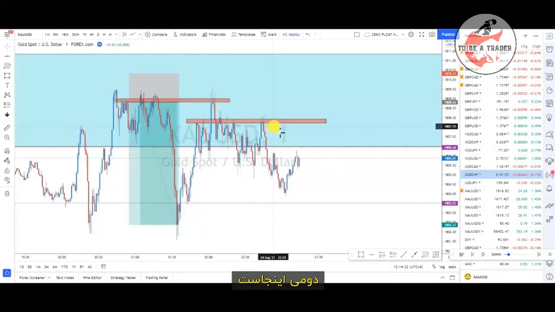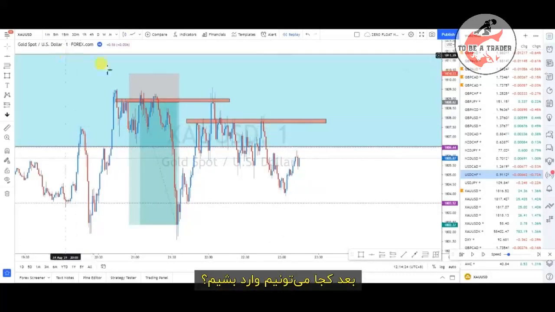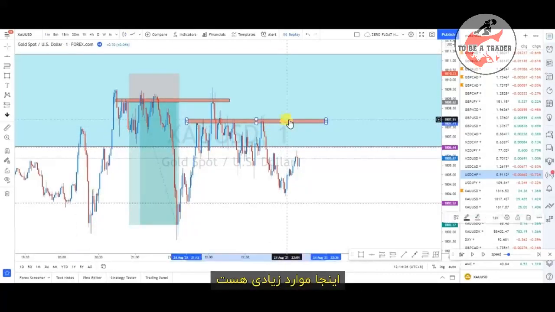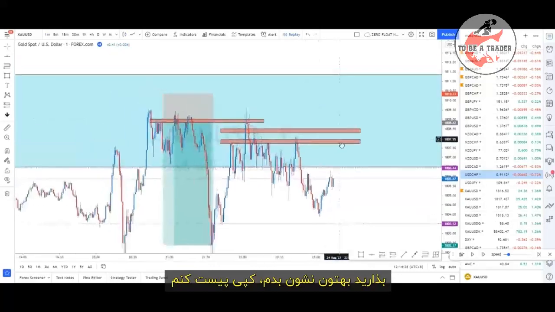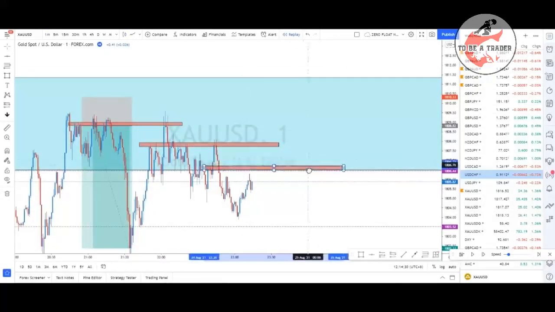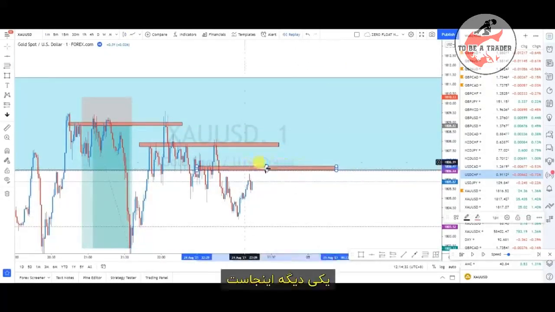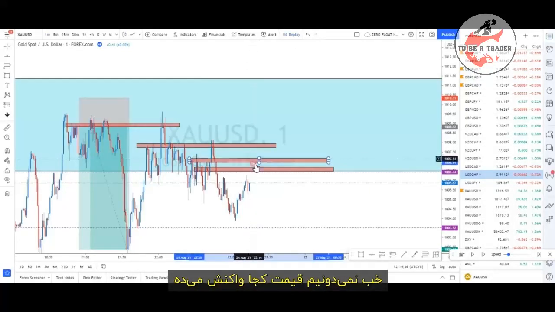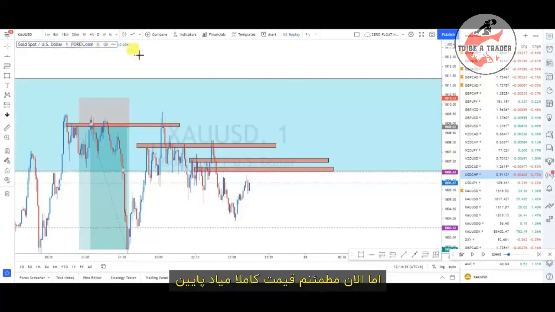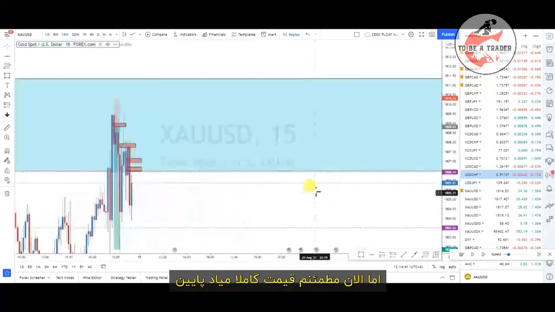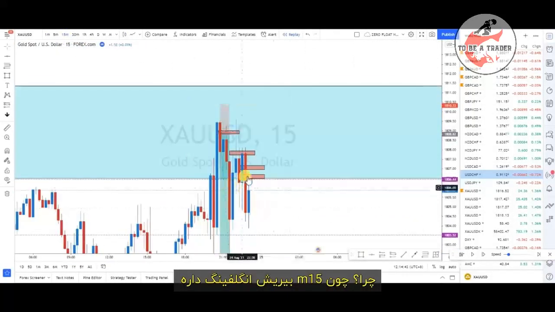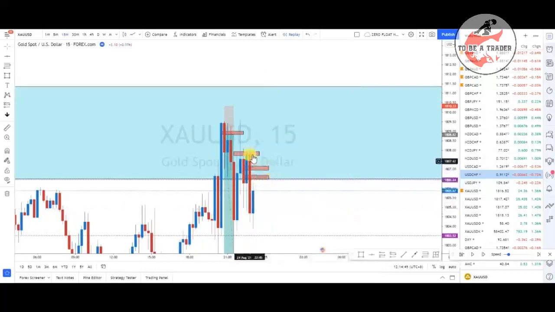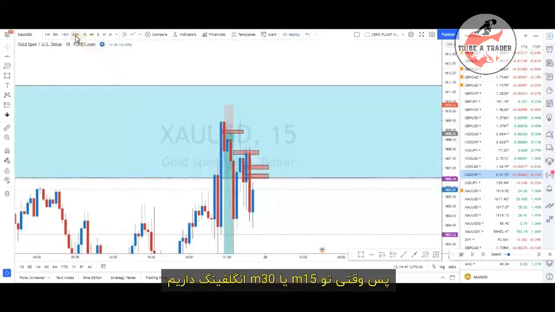Okay, next, where can we enter again? There are a lot here, guys. Come, let me show you. Copy and paste. If you guys can see this, there is one here. Okay, there is another one here. So we do not know where price will react. But this time I'm confident that the price will go all the way down. Why? Because M15 has shown a bearish engulfing. So when M15 or M30 has an engulfing, let's see with M30.